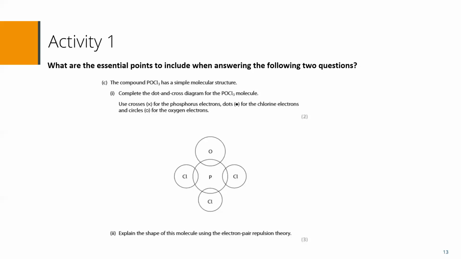What are the essential points to include when answering the following two questions? To complete that dot and cross diagram and then explain the shape of the molecule. So have a think, keep them in your head, jot them down on a piece of paper if you like. I'll give you a minute or so just to have a think about that particular one. Apologies to those who were with me last Thursday for taking you through the exercise for a second time, but there may be some here today who weren't with me last Thursday and may like to have a think about that particular exercise.